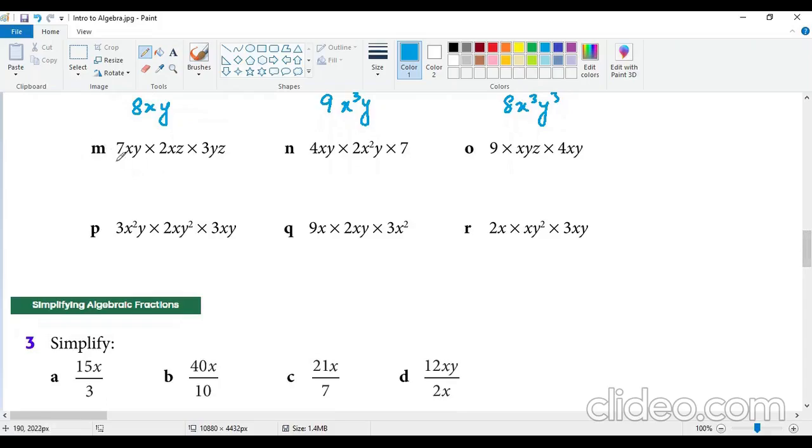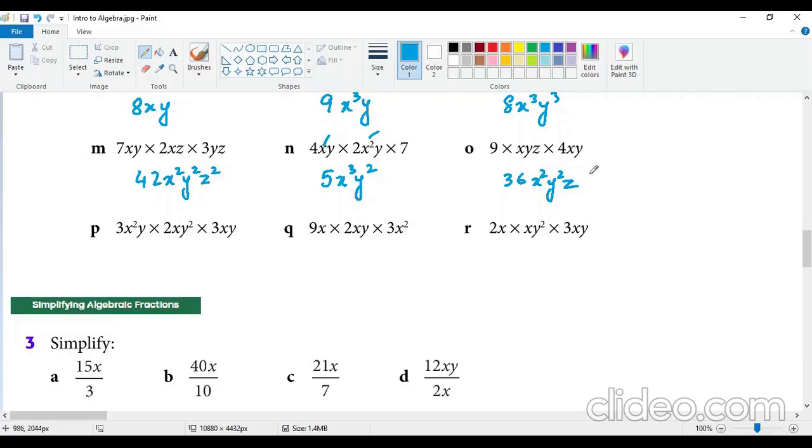7 times 2 is a 14, or 2 times 3 is a 6, 6 times 7 is a 42. And you can see there are two x's, so you write x squared, and you can see two y's and two z's. This is going to be a final answer. 4 times 2 is a 8, 7 8 is a 56, and you have x cubed, this one and this one, and you have two y's, you write y to the power 2. Final answer. 9 times 4 is a 36, and you will have x squared and y squared and z as an answer.